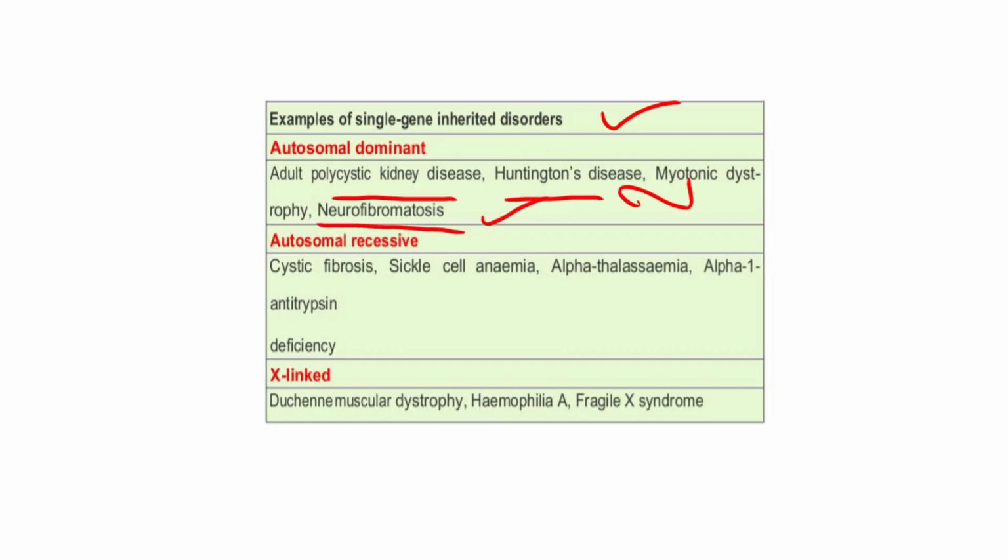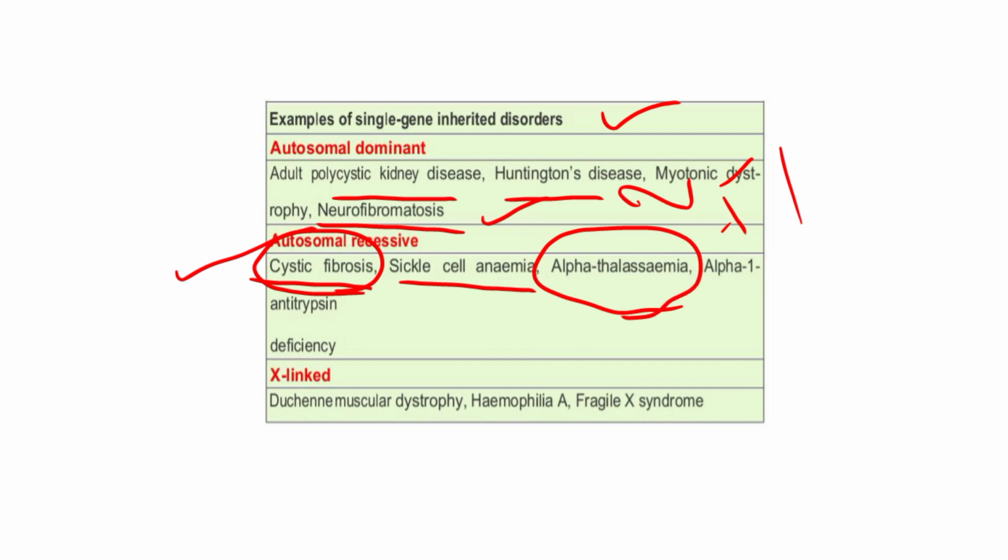NF1 gene disorder. Next, we have autosomal recessive diseases, which include cystic fibrosis, when there is respiratory and gastrointestinal tract problem. Sickle cell anemia, when red blood cells become sickle like. Alpha thalassemia, when there is a disorder with a protein like alpha globin. Alpha 1 antitrypsin deficiency, this is also a genetic disorder.